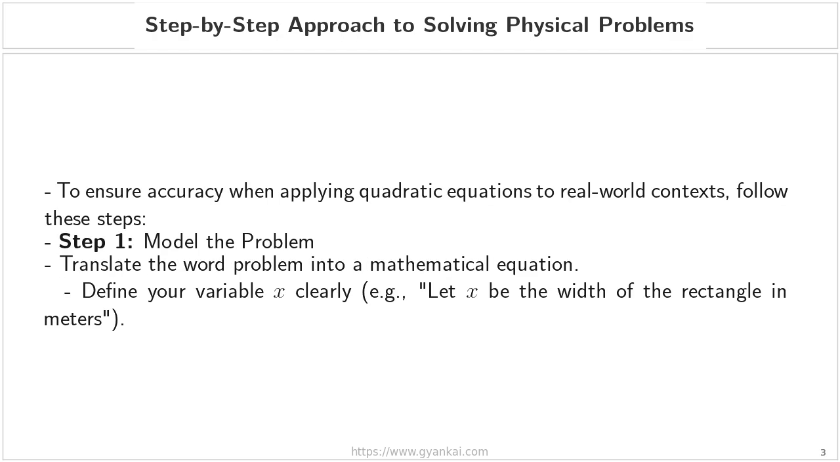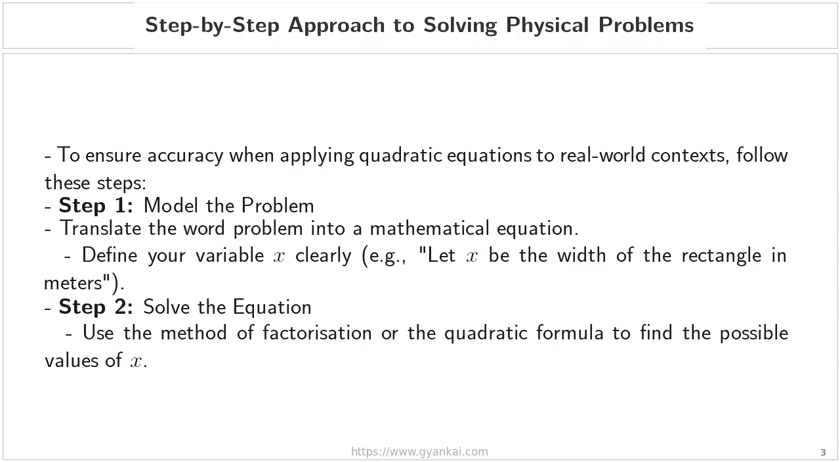This is perhaps the most critical stage. You need to translate the English word problem into a mathematical equation. To do this effectively, you must define your variable, x, very clearly. For instance, instead of just saying x is the width, you should be specific, such as, let x be the width of the rectangle in meters. This keeps your units and your meaning clear from the very start.